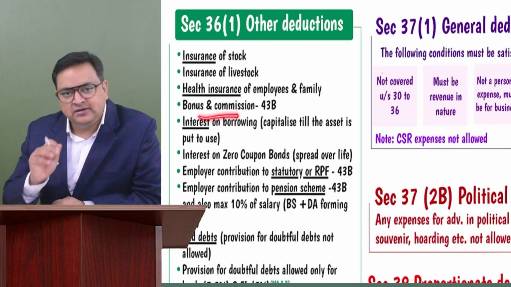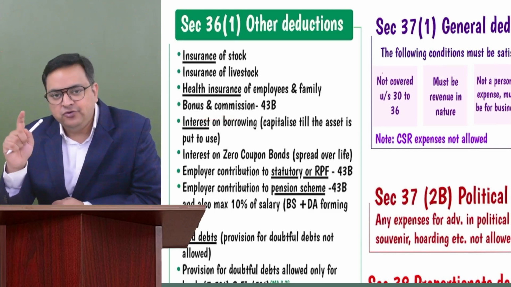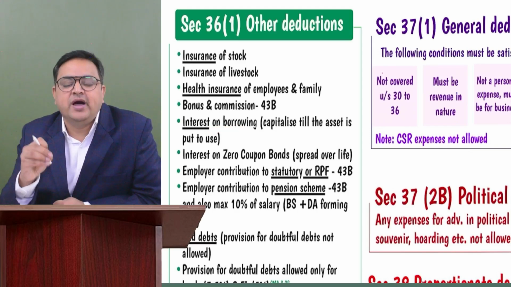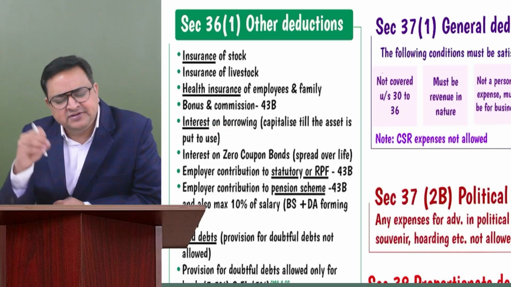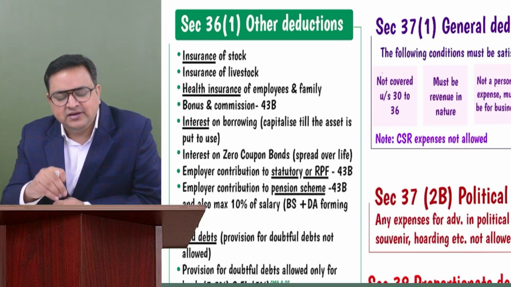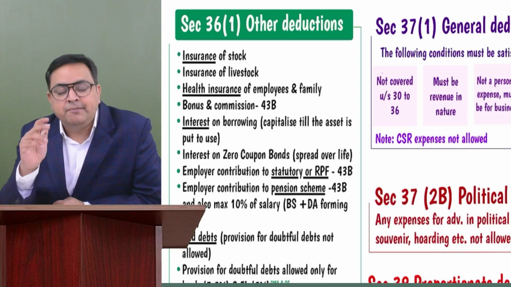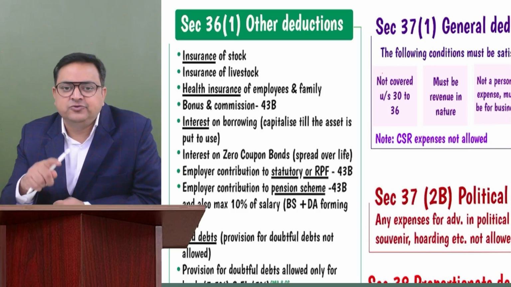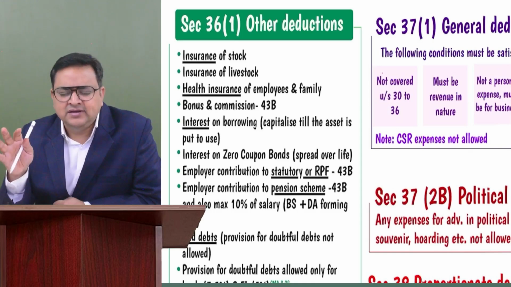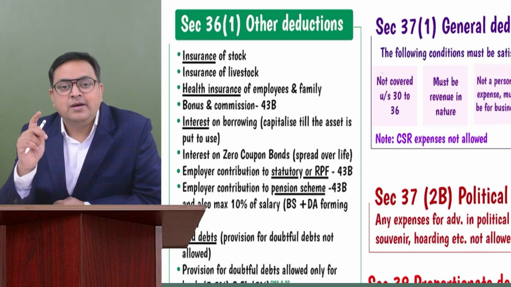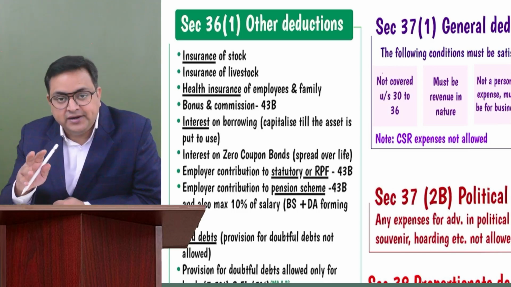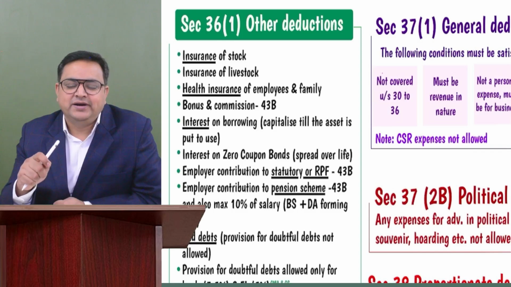Bonus and commission is an allowable expense for a business, but it is subject to 43B. Interest on borrowing: if you have taken a loan for your business purpose, whether a long-term loan or a short-term loan, it doesn't matter, and there is interest, that is allowed. But if this loan is taken from a bank, financial institution, etc., then it is allowed subject to 43B. If you have taken a loan from somebody else, then it is allowed on due basis also. Got it? Very, very important adjustment over here.